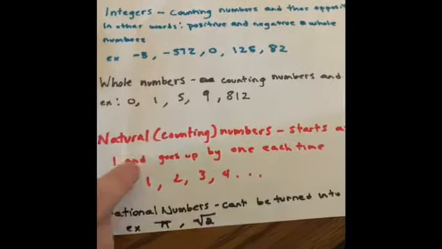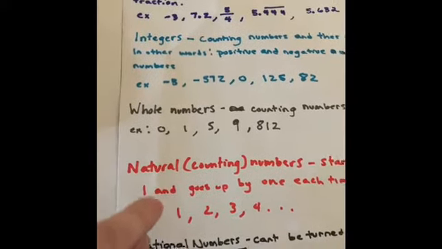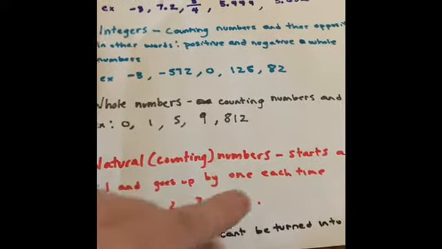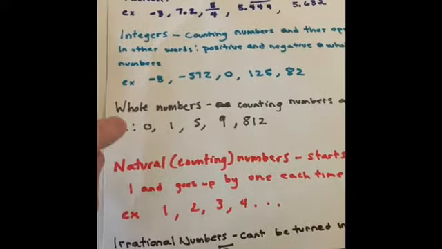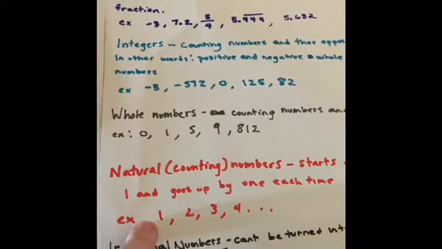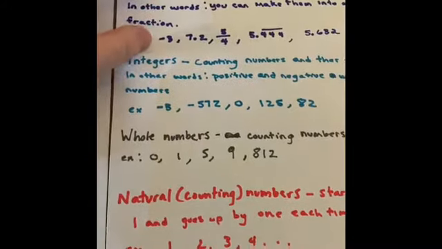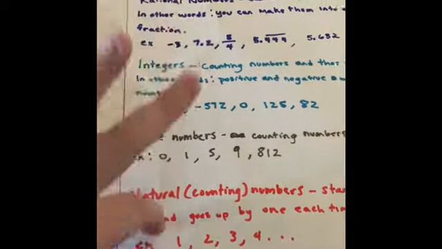And next we have natural or counting numbers, the smallest subset. So basically what they do is they start at 1 and go up each time. So it's the same as whole numbers, except we're not including 0. So this is the smallest subset of all of them. So it's starting from the biggest and then goes down to the smallest.